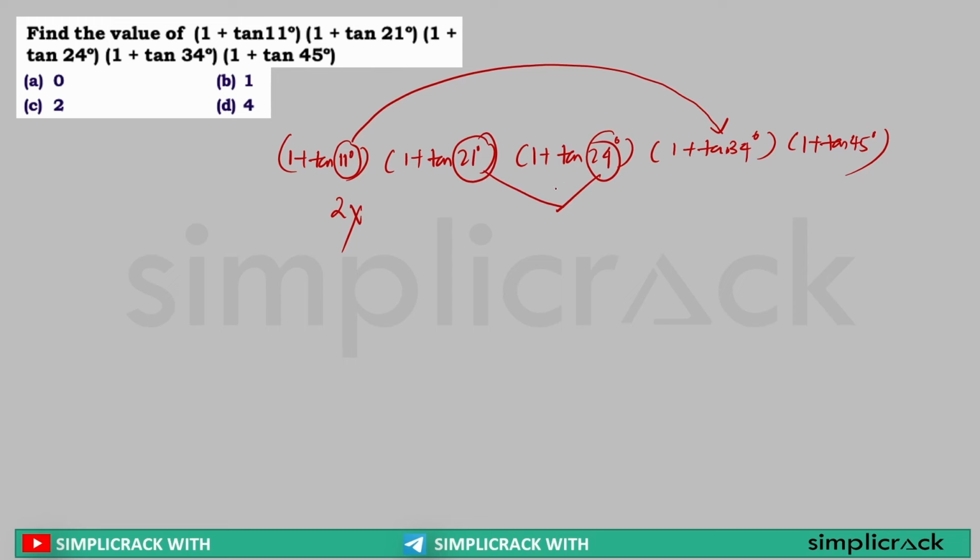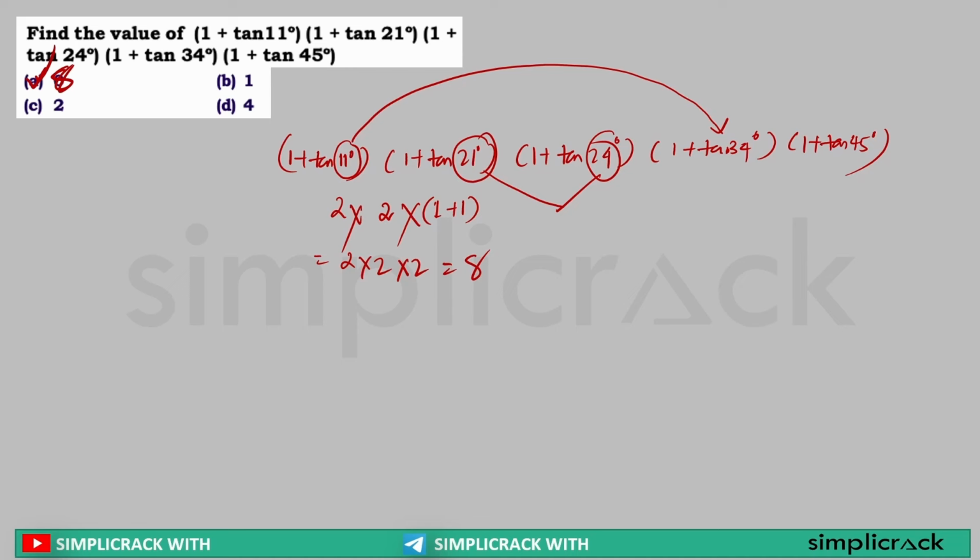So 1 plus tan A into 1 plus tan B is equal to 2, multiplied by 1 plus tan 45 degree, that means 1 plus 1. Sir, that means 2 into 2 into 2, that is equal to 8. So what is the right answer? Answer 8. 8 is the right answer. Clear? Sorted? Got it? So this is how you can directly solve these questions.